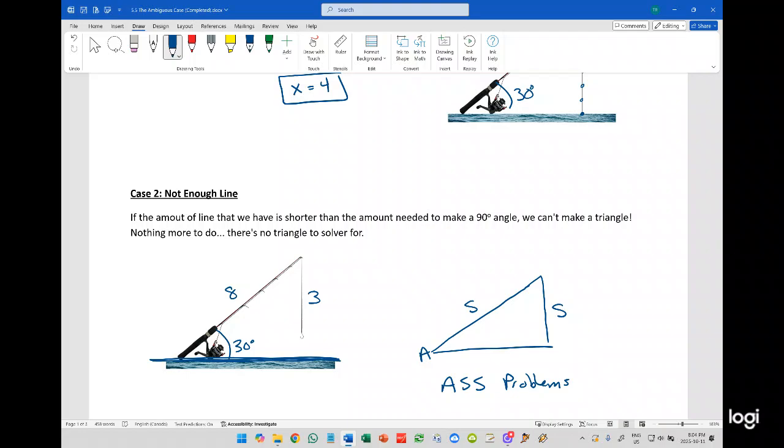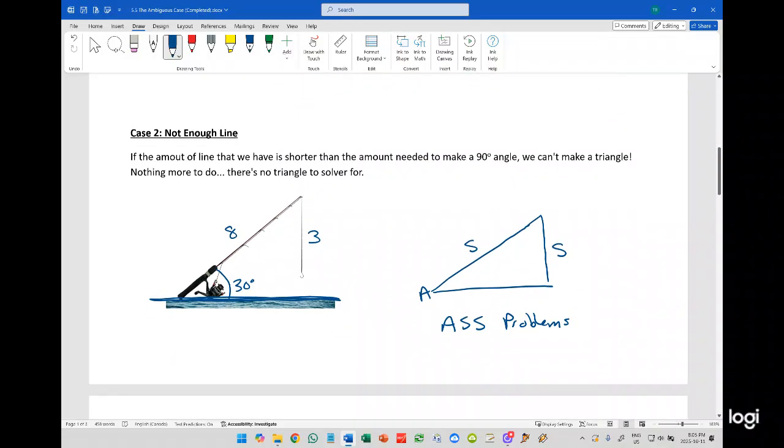These are difficult because they could yield the ambiguous case, which actually means there's more than one answer. In our first example, it was a right-angled problem. That was easy. Second one, not enough line. We can't possibly make a right-angled triangle or any triangle, so we're done there. But anytime we have angle side side, we have to check for another scenario.